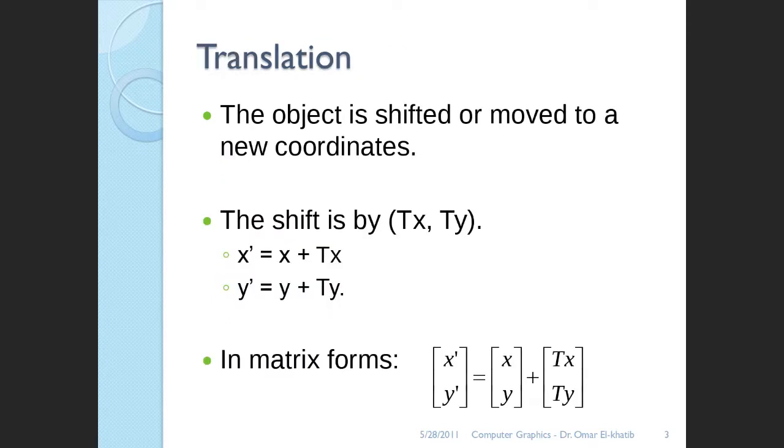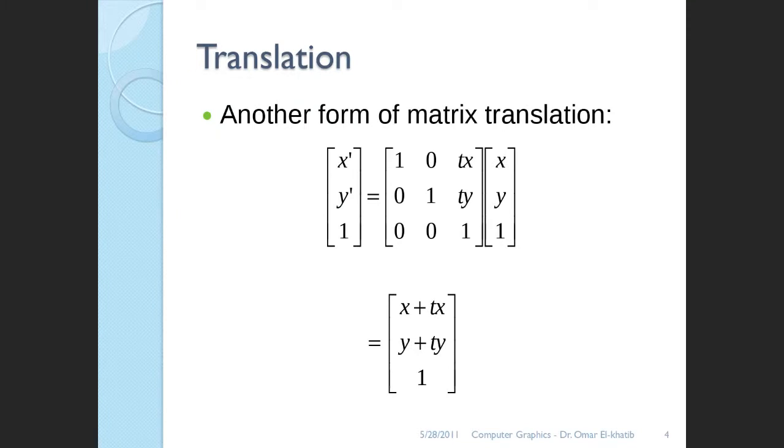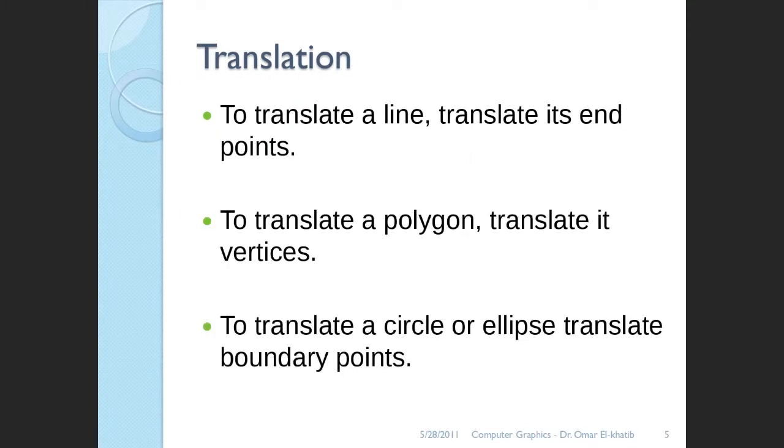We already studied translation. Translation means we add some values tx and ty to the original position x and y, so that gives us a different position of the object, and we can write this in matrix form as you can see here. The next thing was rotation. This is another way of writing the matrix of translation.